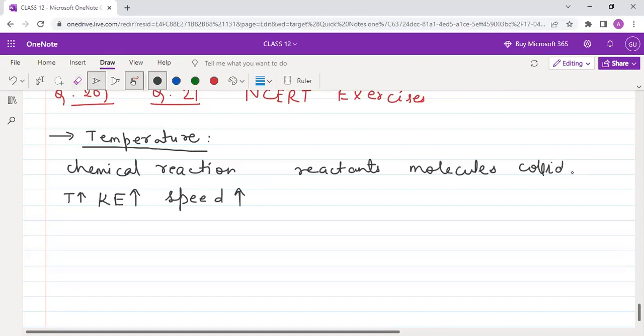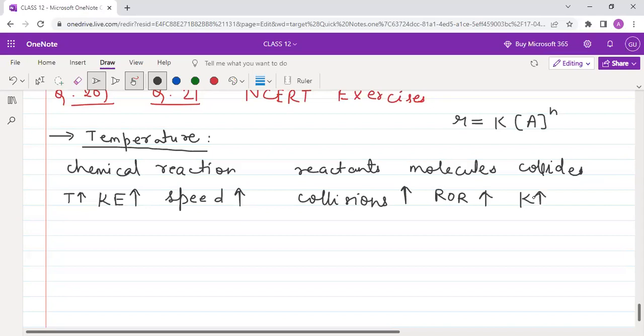Yes. So when reactant molecules collide, when temperature increases, kinetic energy increases, speed increases, and number of collisions increases. And when number of collisions increases, the rate of reaction increases. And you know that rate of reaction is directly proportional to rate constant. The expression was like this: R is equal to K into concentration raised to the power n, right? So if the rate of reaction is increasing, rate constant will also increase because it is directly proportional, right?